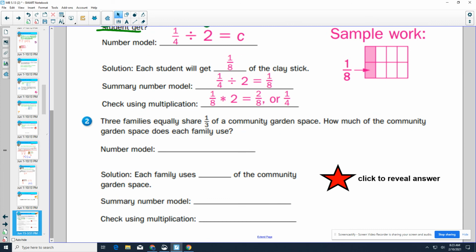Number 2 here says 3 families equally share 1/3 of a community garden space. How much of the community garden space does each family use? You have the same set of directions and expectations in this one, so I want you to pause the video and complete that now.